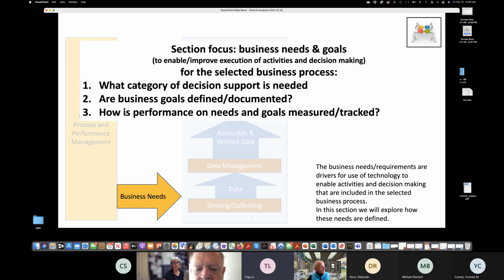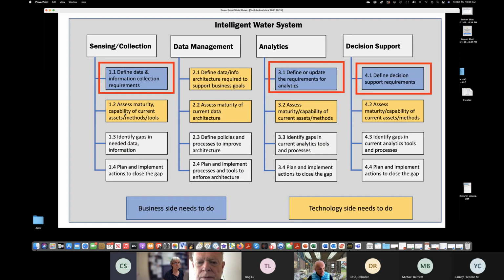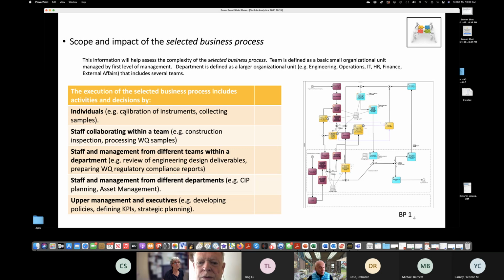So right now, the business goals and the type of decision support that's needed and how the needs and goals are sort of covered under this second thing. So we're going to get to it, but we will fix it if we need to, and we can move it. All that is totally makes sense.